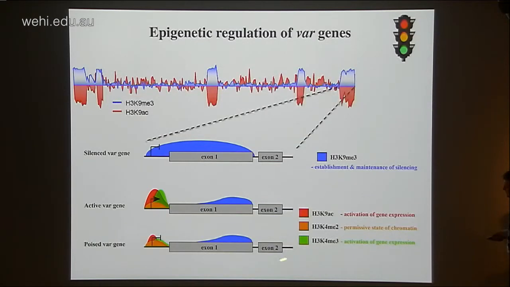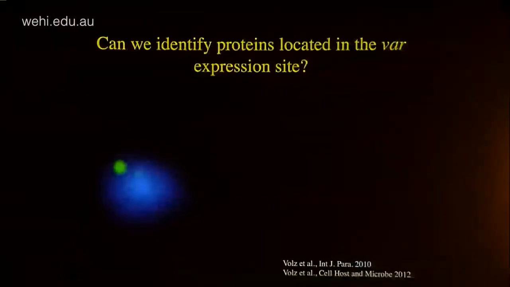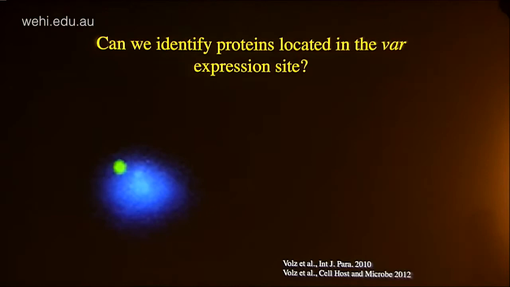In the poised state, which, as I said, is basically the state between when it's expressed from one generation to the next generation, you find that, in particular, histone 3 K4 methyl 3 is important, and it's also important for activation of gene expression.